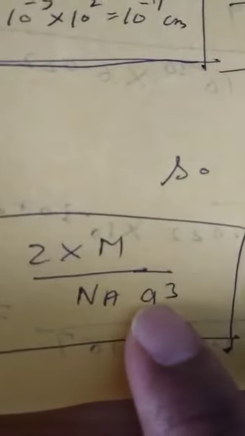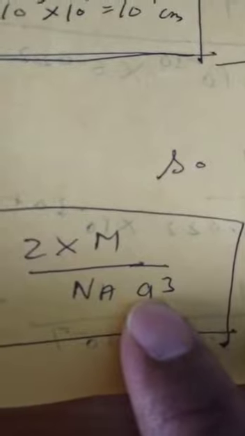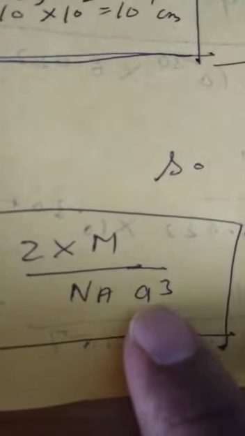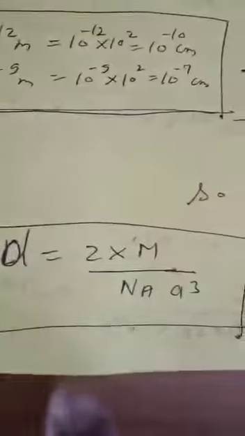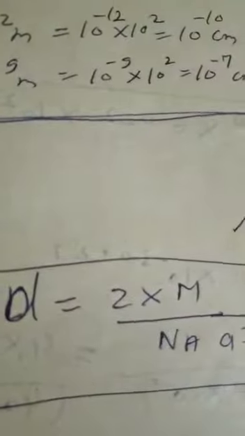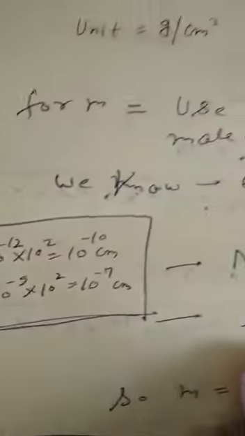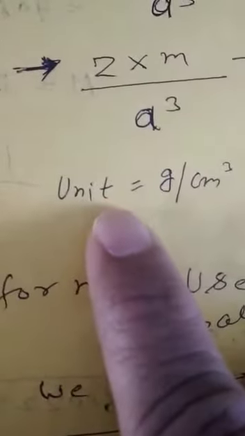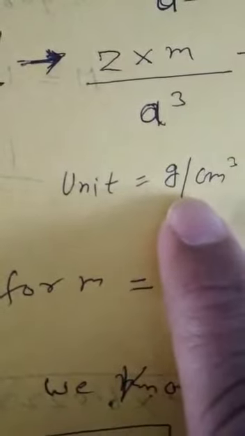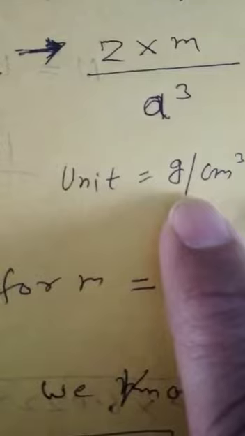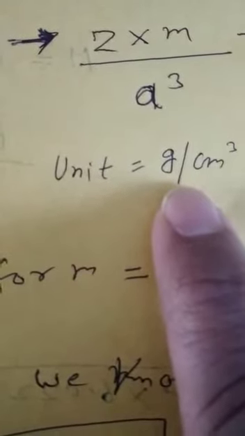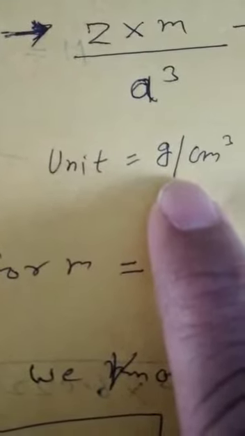And A is the edge length. So for a cubic unit cell, the volume will be A into A into A, so that is equal to A cube. That is the formula of the unit cell density. Now, one more important thing is there. Generally, for the unit of density, in CGS we use gram per centimeter cube. So if you have the edge length in another unit, which is not centimeter, then you have to convert it into centimeter.